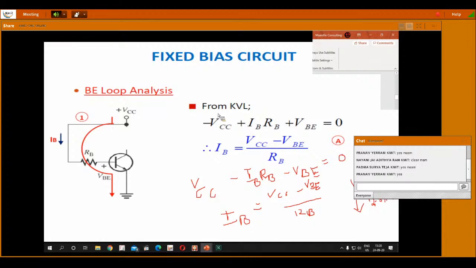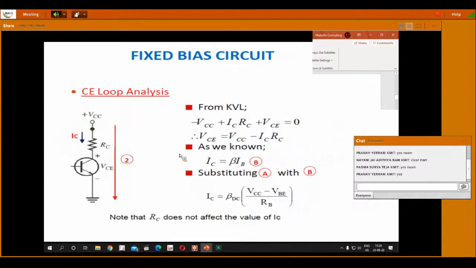So this is a simple circuit. The main advantage of the fixed bias circuit is that it is simple for analysis, and the stability is also simple to obtain with the simple components required to construct it. Next, I'm moving to the dependency of IC, which we also have to check.